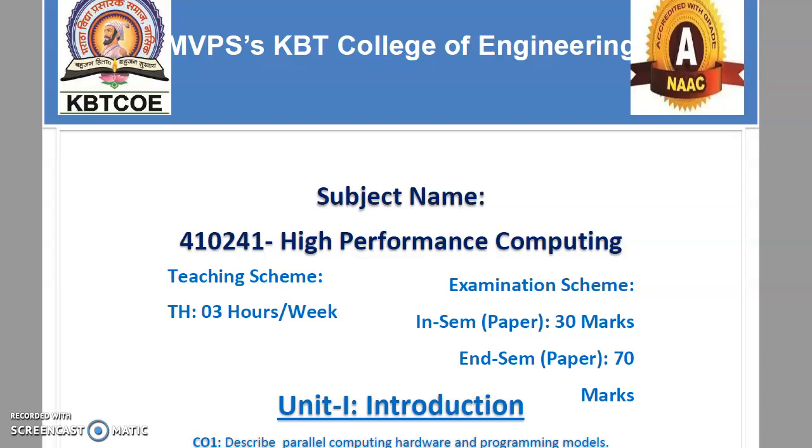It is a subject in the B Computer Semester 1. It has an in-sem paper of 30 marks and an end-sem paper of 70 marks. So we are going to discuss the first unit, that is introduction to parallel computing. CO1 related to this particular unit is to describe parallel computing hardware and programming models.